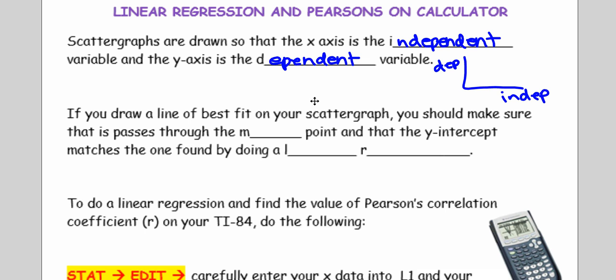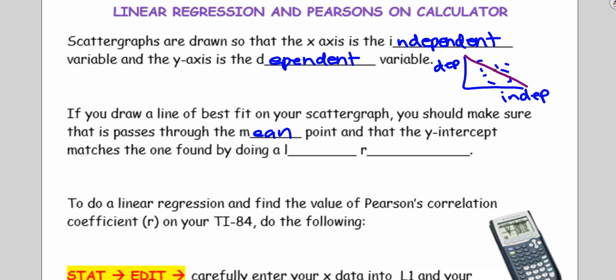If you draw a line of best fit on your scatter graph, you should make sure it passes through the mean point. Remember those things from CAE? You'd have a scatter graph and it'd ask you to find the mean of x and the mean of y, and you'd have to plot that point, and your line of best fit would have to go through that mean point. So, imagine you had your scatter graph, and then you found the mean of x and the mean of y, and you plotted that little point. Your line of best fit has to go through it, or else they say that you did it wrong.